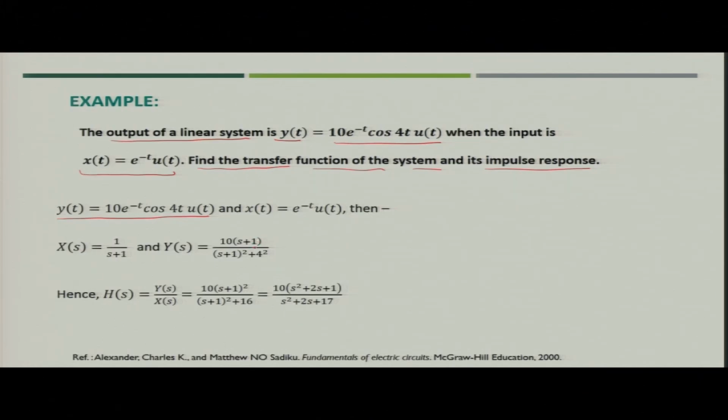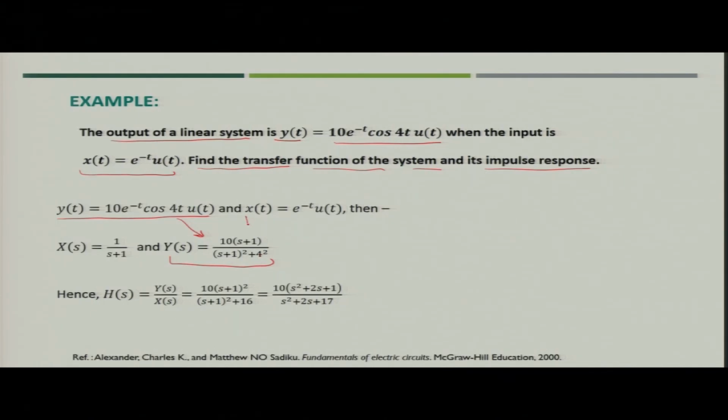So, we will put cos 4t as s upon s square plus omega square. Here omega is nothing but 4, so you get 4 square. Instead of s, we will write s plus 1. The Y(s) which you will get from the y(t) function will be 10 into (s plus 1) divided by (s plus 1) square plus 4 square.